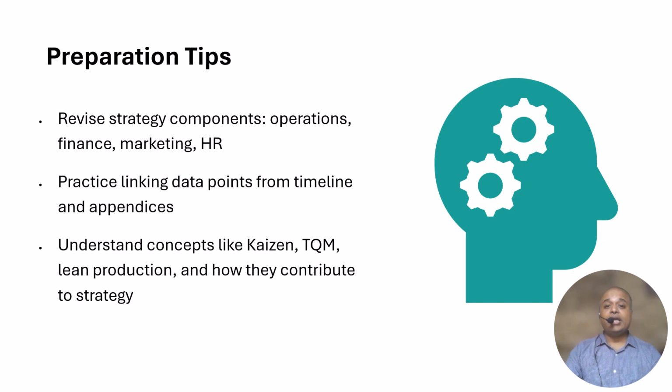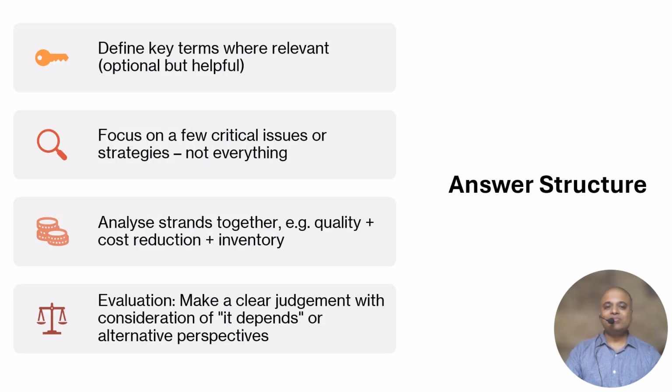So remember, connect your departments, use your data, and bring your strategy tools to life. That's how you get into the top band. Alright, so now you have prepared well, but how do you actually write a paper 4 answer that gets you to the top grade? Let's break it down. Step 1. Define key terms. Start by defining any important strategic term only if it helps your answer. It's not a must, but it is a smart move if it adds clarity.